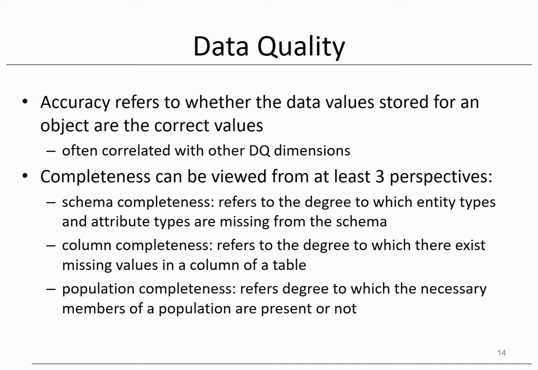Column completeness considers the degree to which there exist missing values in a column of a data table. An example of a column completeness problem could be a missing value for a customer's birth date. Population completeness indicates the degree to which the necessary members of a population are present or not. An example of a population completeness problem could be that important supplier entities are missing for the supplier entity type.